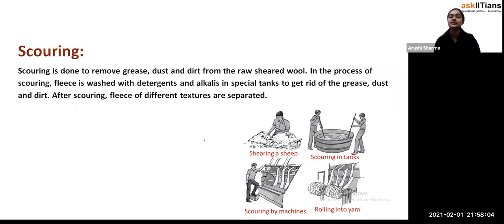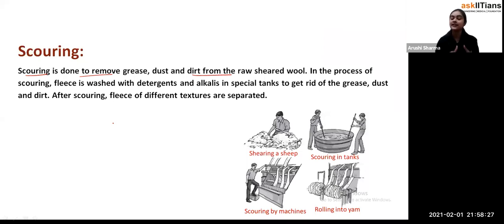Exactly student. So now scouring is done to remove the grease, dust and dirt from the raw sheep wool. You can see that the fleece is washed with soaps, detergents or other materials, so that we can get very good material from them. And even if they have any type of dirt, it can be removed easily.